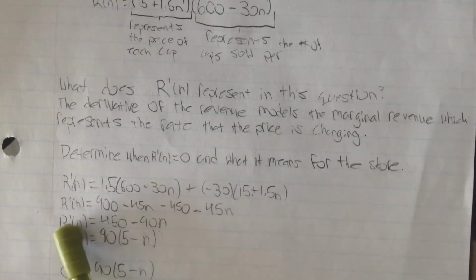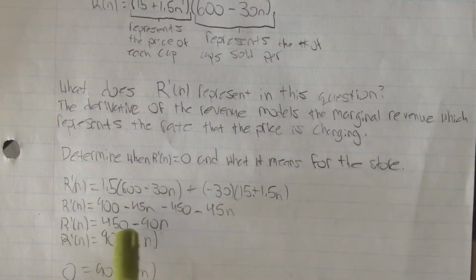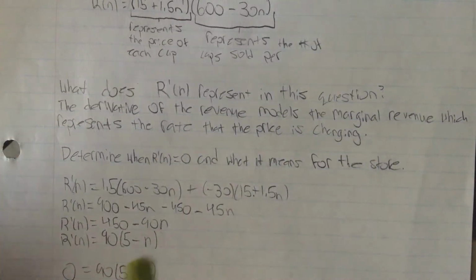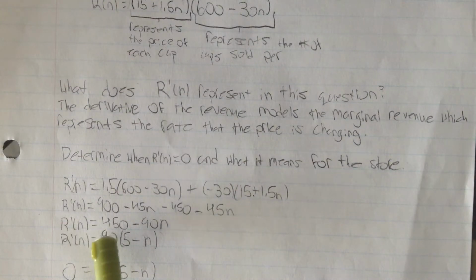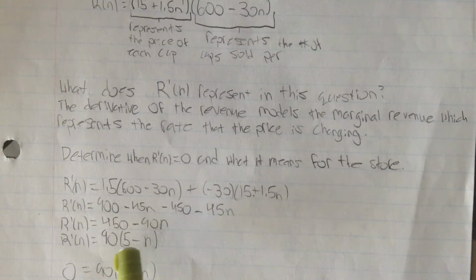Now we can start simplifying. We first expand the coefficients into each of the brackets, and that gives us 900 minus 45n minus 450 minus 45n again. Now we just combine like terms, and that gives us 450, which we got from 900 minus 450, and that is subtracted from 90n. We get the 90n by combining the two negative 45n's. Now we can simplify this even further by factoring out a 90 because it is common in both 450 and negative 90n. This gives us a final derivative of R prime of n equals 90 times (5 minus n).